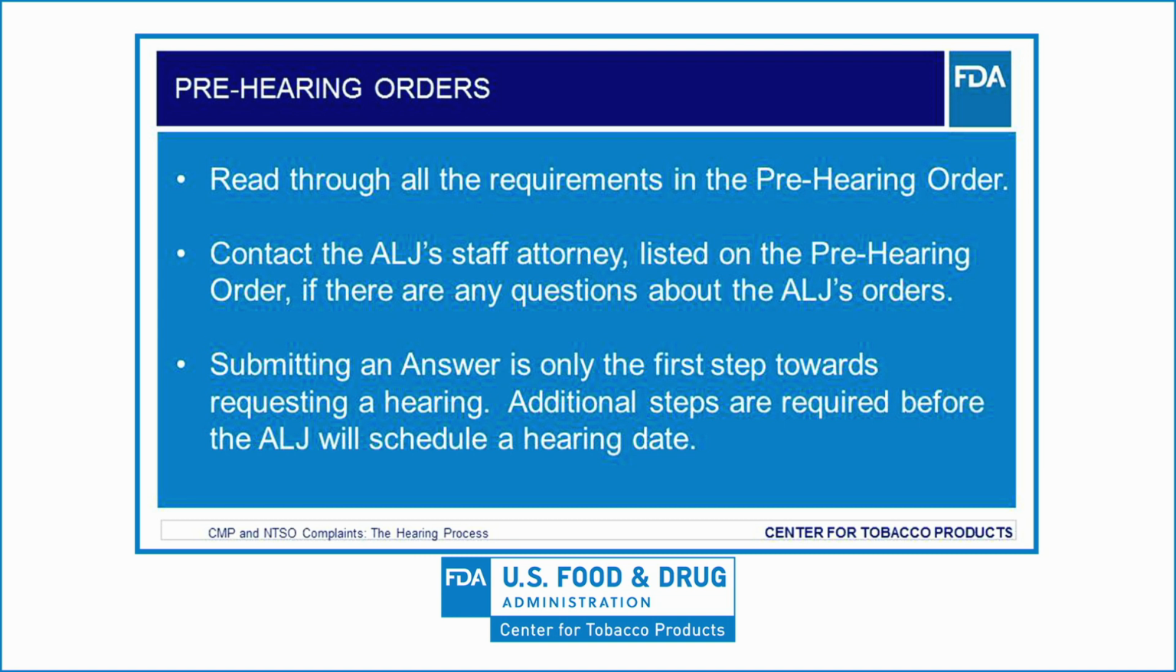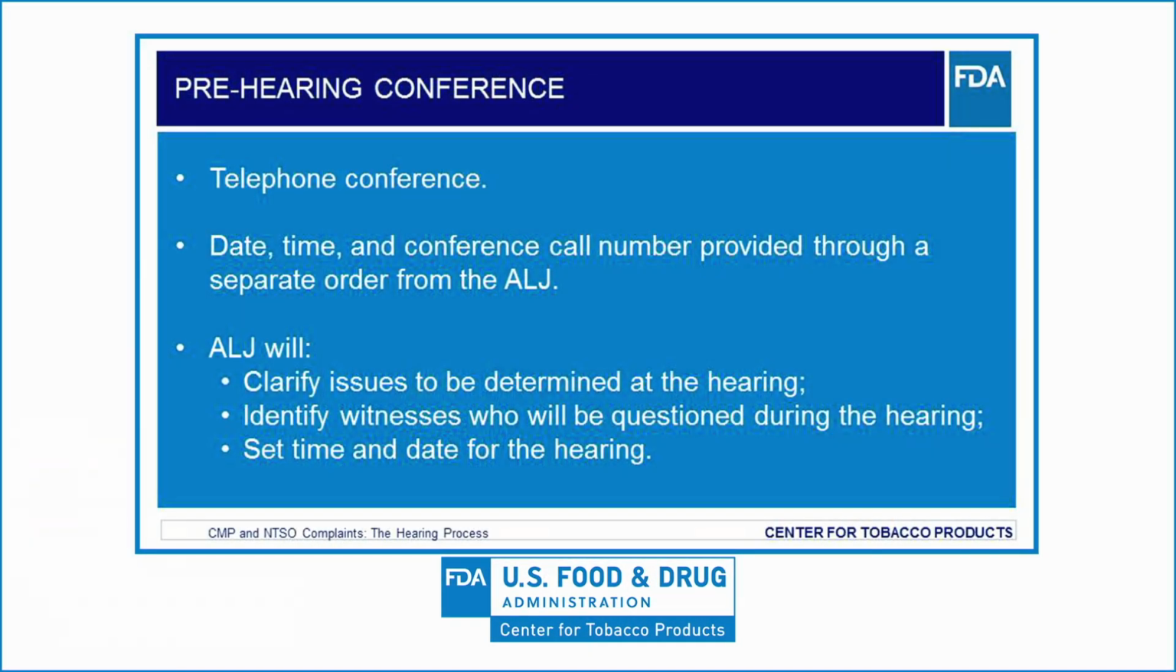Submitting an answer is only the first step towards obtaining a hearing, and additional steps have to happen before the ALJ will schedule a hearing date. Prior to the hearing, the assigned ALJ may hold a pre-hearing conference or meeting with you and FDA's Center for Tobacco Products. Not all ALJs hold pre-hearing conferences, but most ALJs do, and they will inform both parties of a pre-hearing conference date and time by mail or e-file notification. The pre-hearing conference is conducted by telephone.